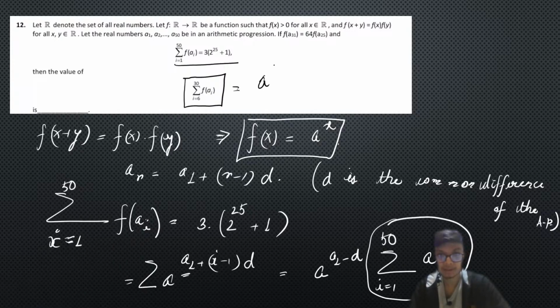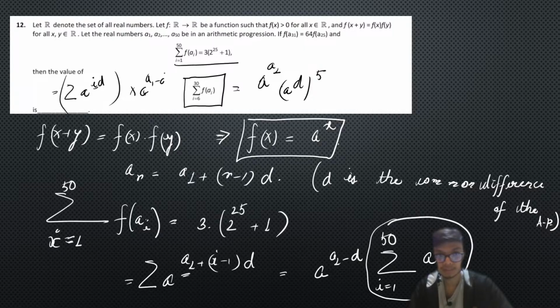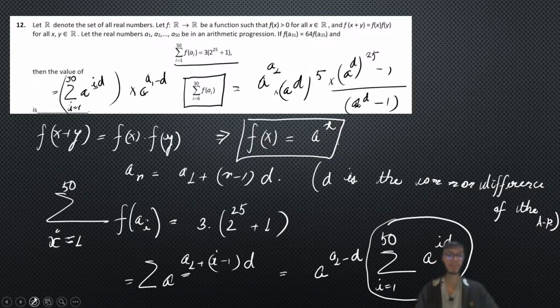a to the power a1 into (a to the power d) whole to the power 5, and then, because it's a geometric summation again, it will be the summation of a to the power id, multiplied with the constant part, that is a to the power (a1 minus d). Very simple. The summation is for i equals 1 to 30, and if I do that, it's going to be a to the power a1 into (a to the power d) whole to the power 5 into ((a to the power d) whole to the power 25 minus 1) divided by (a to the power d minus 1). We know all the values, so let's plug them in.